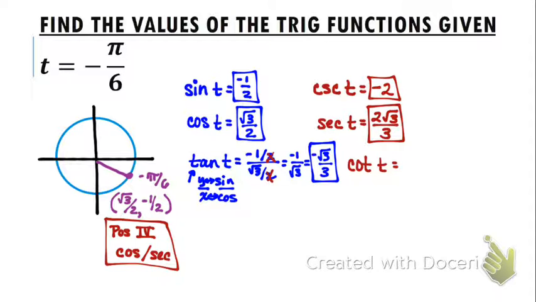Because cotangent is x over y, cosine over sine. So I would have square root of 3 over 2 over negative 1/2. So negative square root of 3.